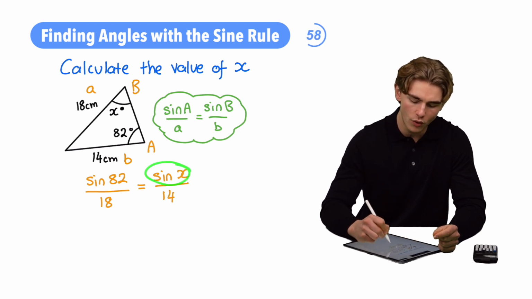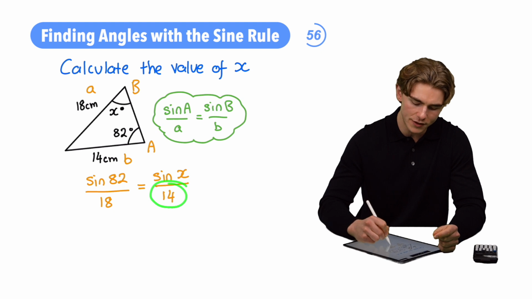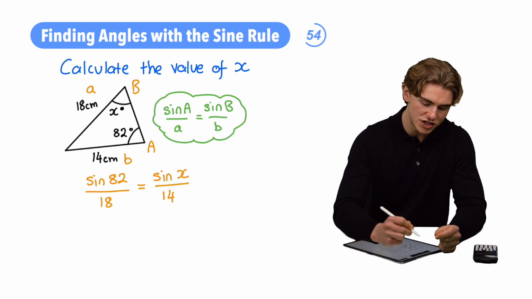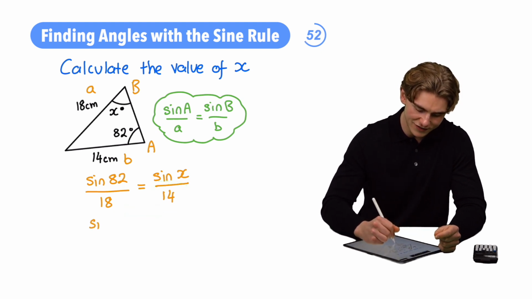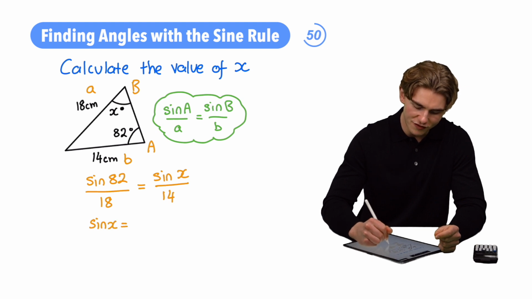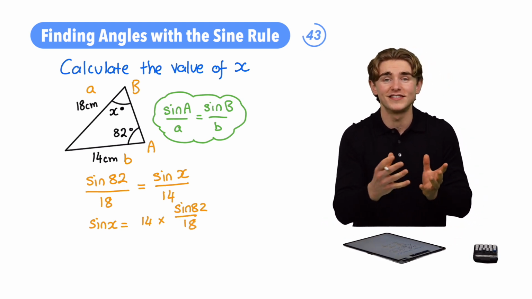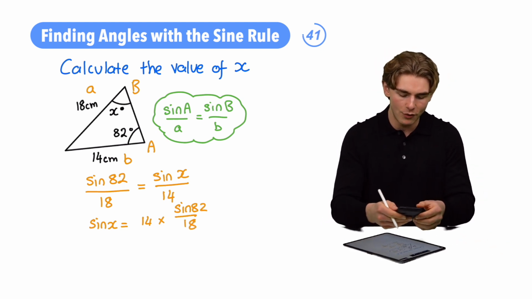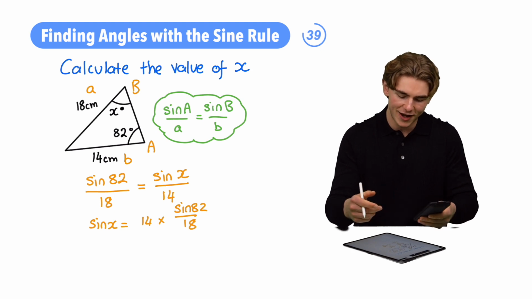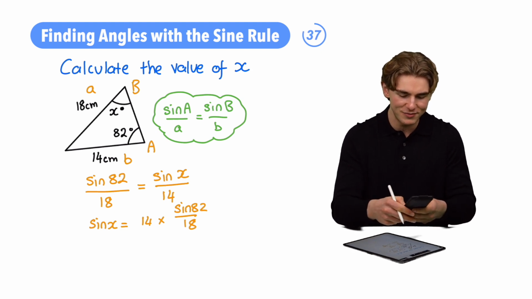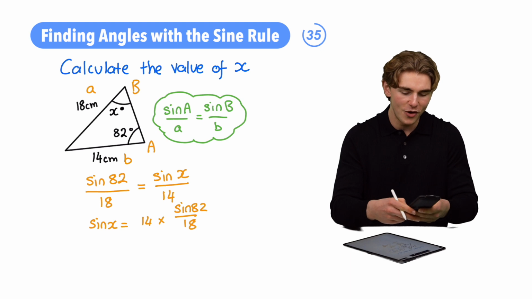What are we going to do? First of all, we're going to move this divided by 14 over to the other side of our equation. That's going to give us that sine of x is equal to 14 times sine of 82 over 18. Now, next step, guys, we can simplify that if we want to. What are we going to get? We're going to get 14 times, typing this into our calculator in real time, sine 82 over 18. What's that going to give us, guys?